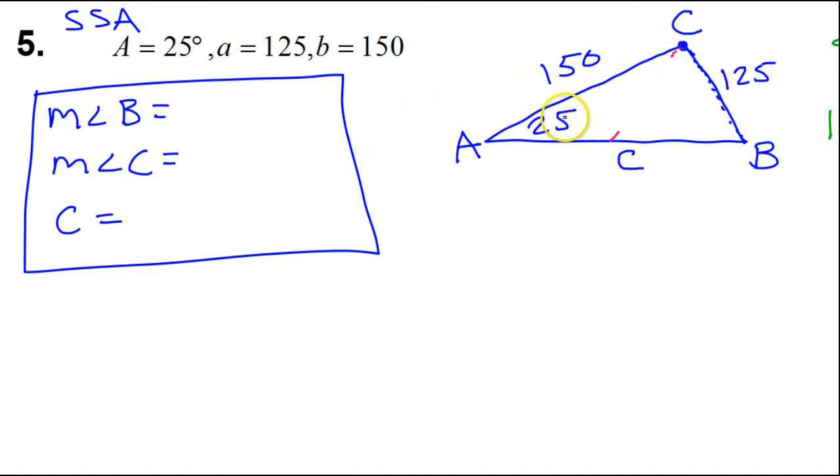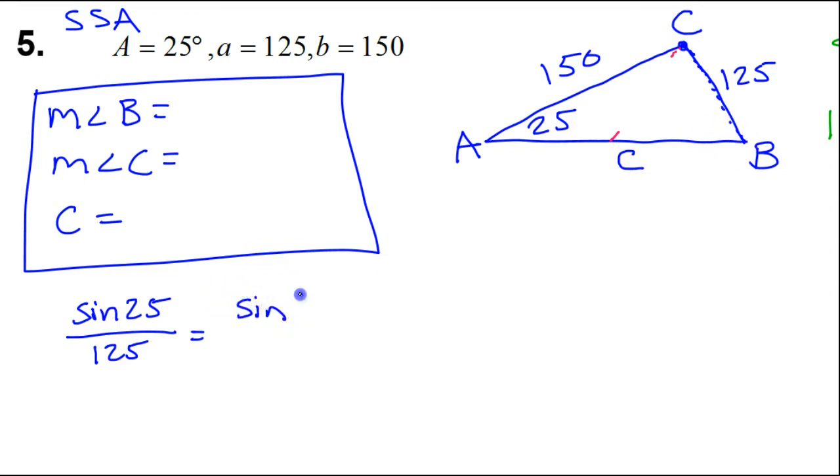Okay, so I have this angle and I have this opposite side, so I can think about doing the law of sines. So that would be sine 25 over 125 is equal to, so I want to find angle B, so I'm going to say sine of angle B over its opposite side, 150. Now I could get sine B by itself if I just multiply both sides by 150.